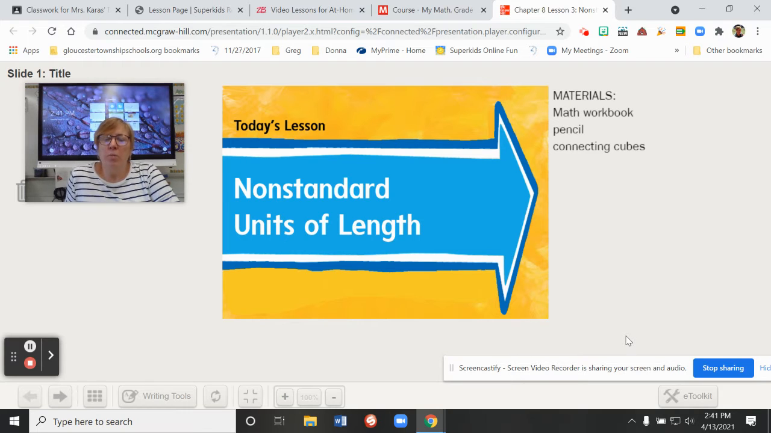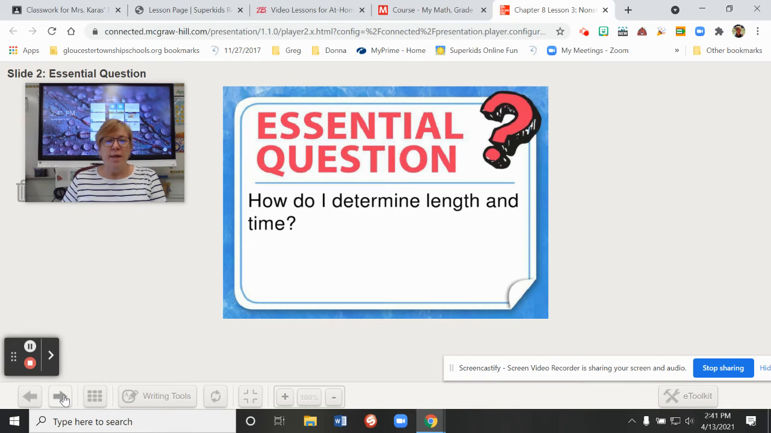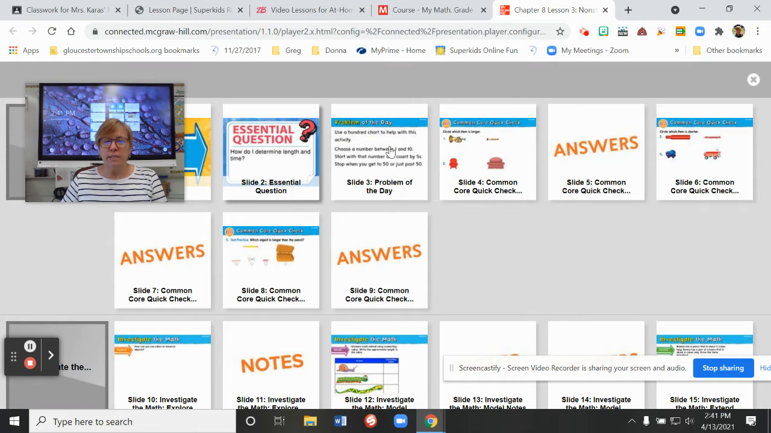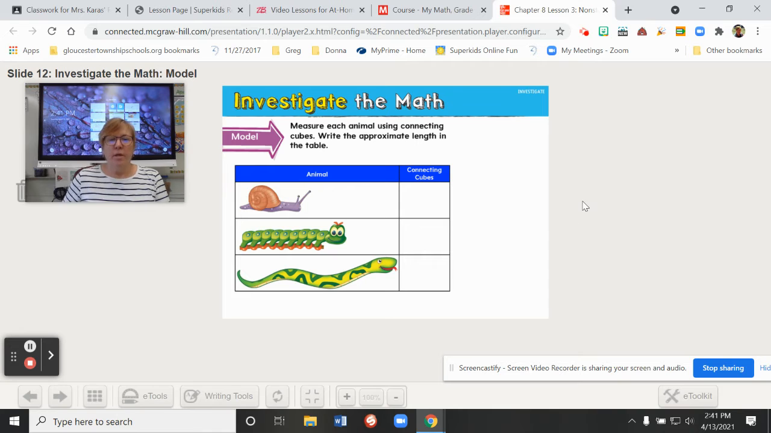Before we begin, please make sure you have the following materials nearby: your math workbook, a pencil, and your connecting cubes. We'll be using those today. All right, and today's lesson is called non-standard units of length. Okay, so we'll talk more about that as we go. And our essential question for Chapter 8 is, how do I determine length and time? Okay, so let's talk about using cubes, okay?